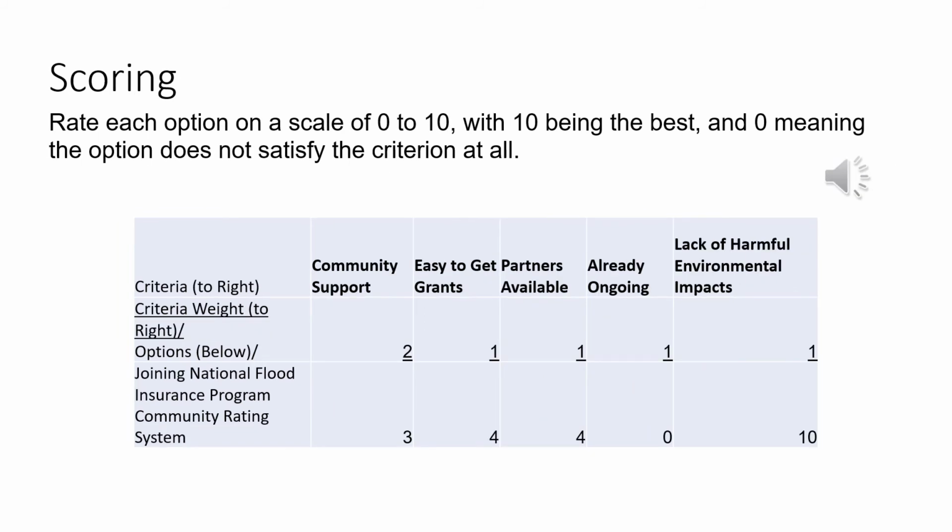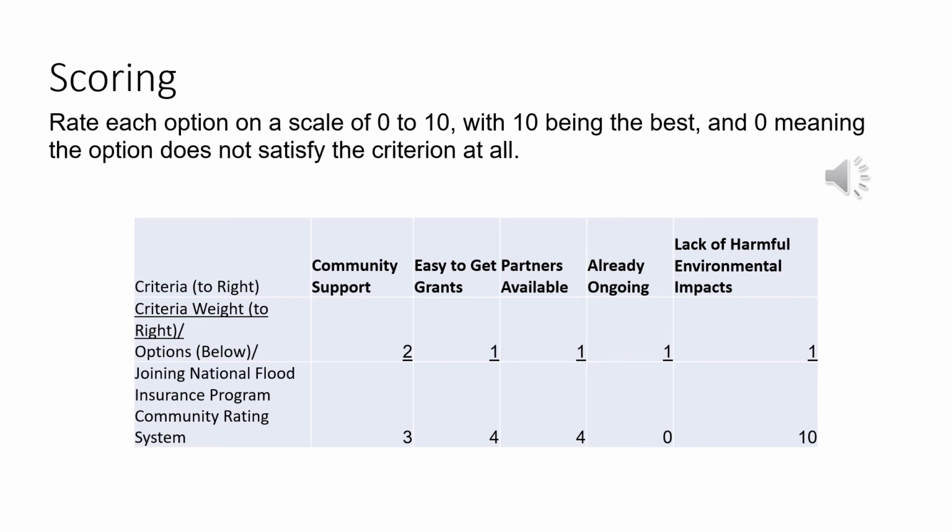Going to the rest of the criteria, I give the community rating system a 3 in terms of public support because it's going to require a zoning ordinance that some people may not like. Note that I don't have to change this score to account for the fact that I gave community support a higher weight as an evaluation criterion. My spreadsheet is going to do that automatically later on.